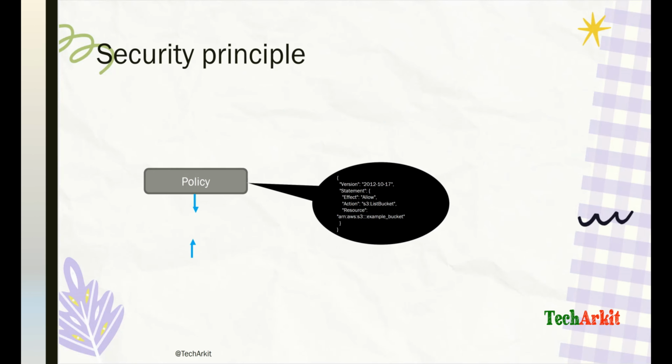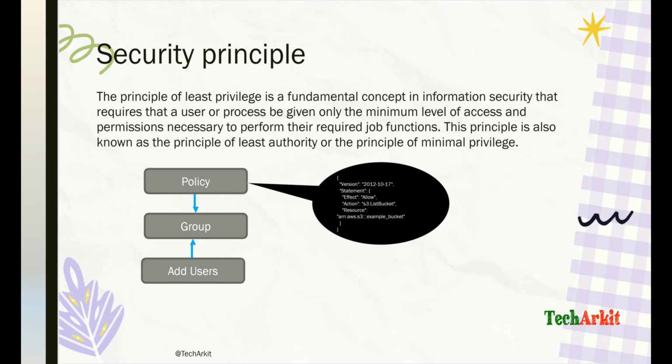So let's see what the security principles are here. The principle of least privilege is a fundamental concept in information security that requires that a user or process be given only the minimum level of access and permissions necessary to perform their required job function. So remember that any time you are giving access to any user, you should give minimum access to do their job, and not provide any additional permissions.